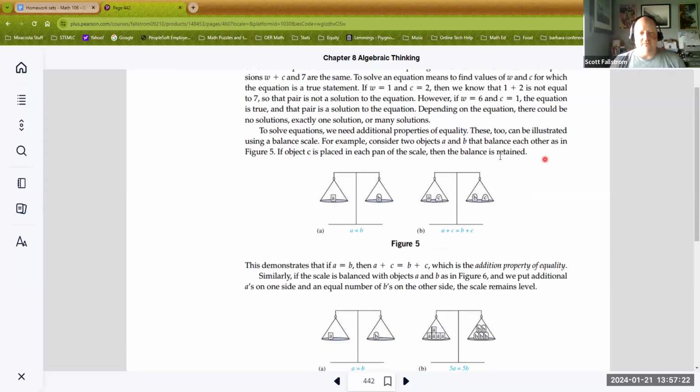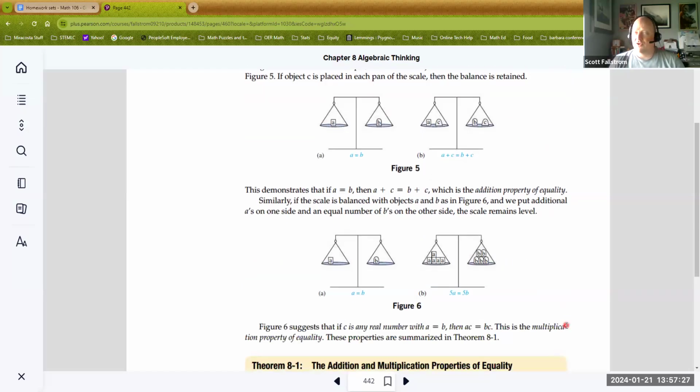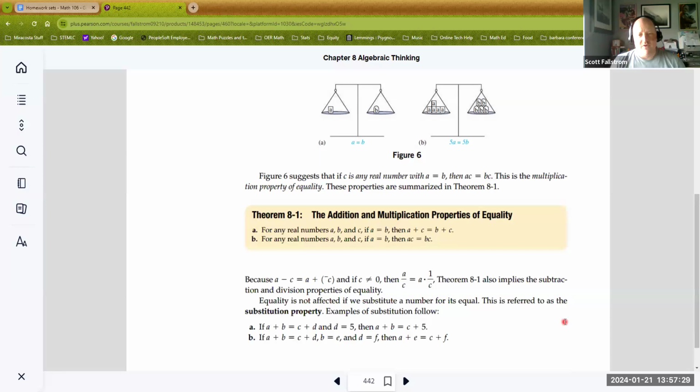Let's see here. These are the properties of equality. Now, these are more what we covered in chapter 7, so a little bit of a review. And all it says is this. If we start with two things that are equal and you add something to both of those, they retain their equality. And that is true for multiplication as well. Now, it's really guaranteed true for addition and multiplication.